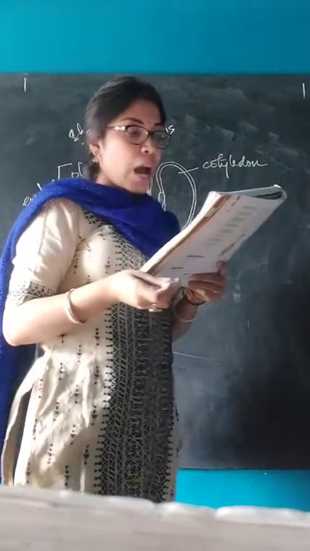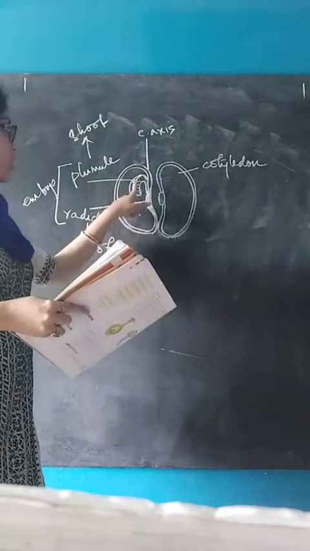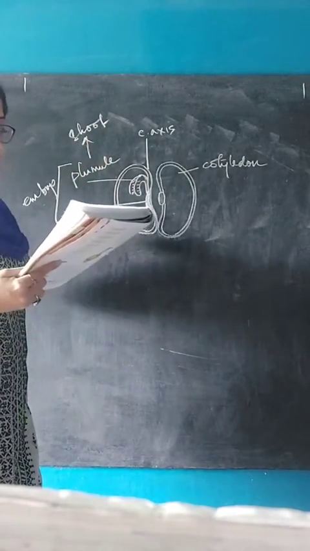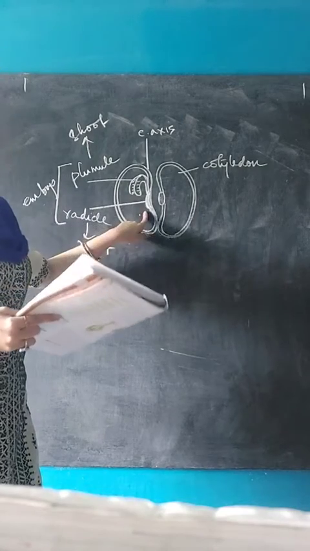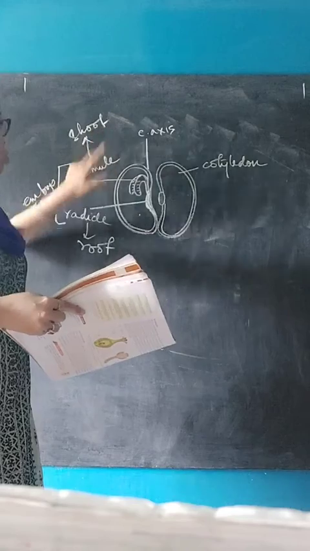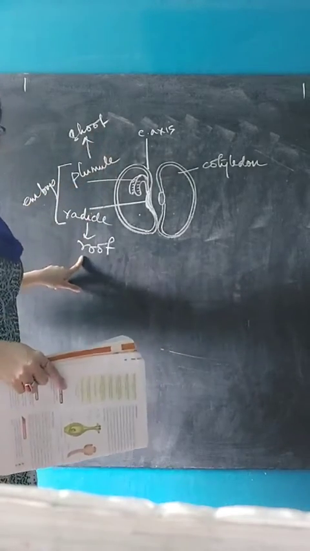The upper part consists of a small leafy structure. This one is a small leafy structure which will grow into the shoot, and the lower part, which is the radicle, forms the root system. This one grows into the shoot. The radicle grows into the root.